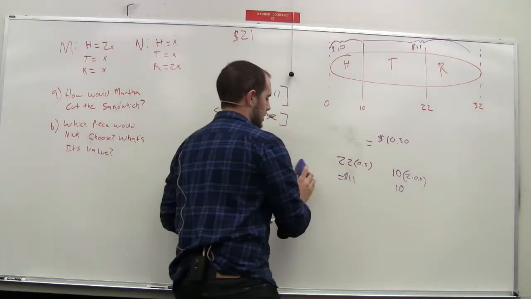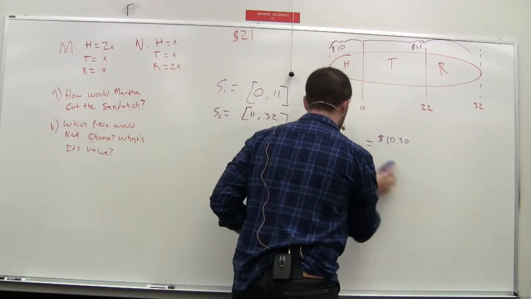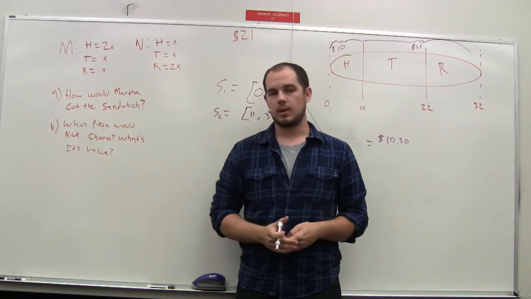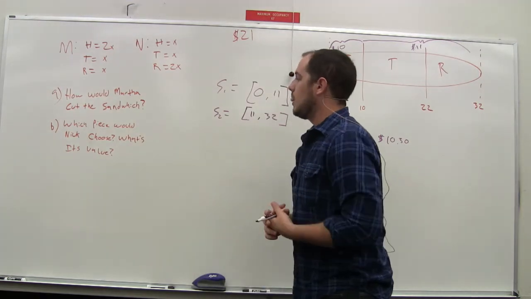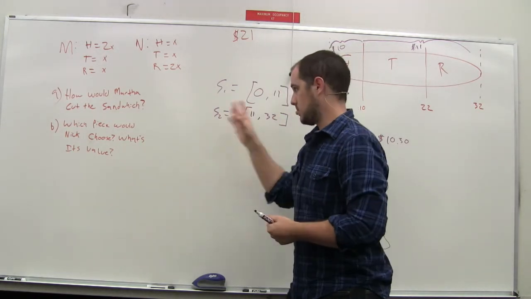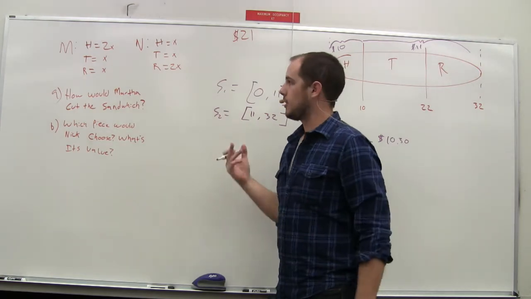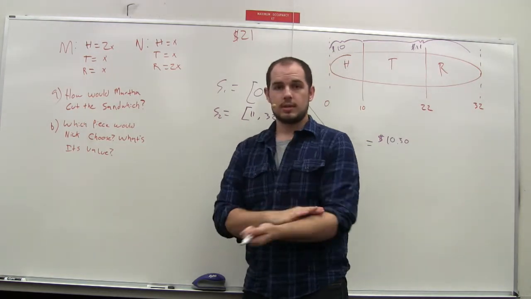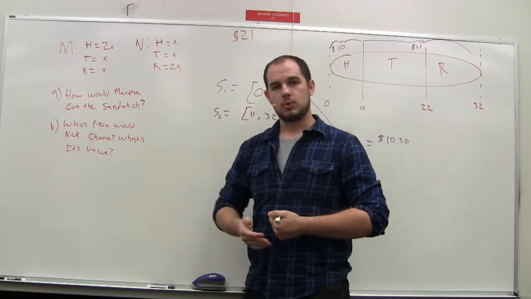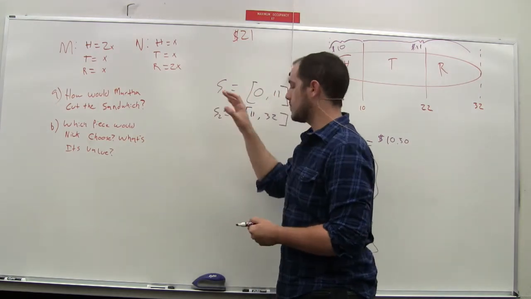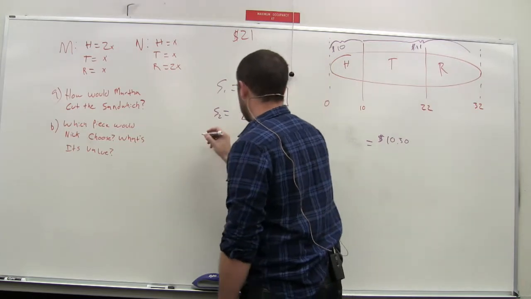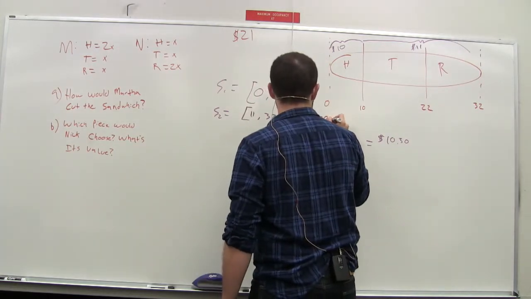Okay, so now we can figure out part B. Part B states: which piece would Nick choose and what's its value? We want to find the total value of each section of sandwich for Nick, just like we did for Martha. So we're going to create the same equation. We're going to have our x and our 2x, and set that equal to $21. It's going to be exactly the same as what we did for Martha, so I'll let you guys do that on your own. We're going to get an answer of, again, x equals 0.5.